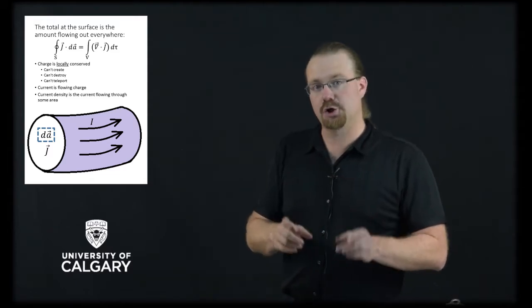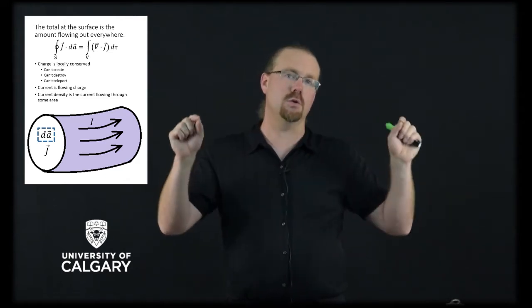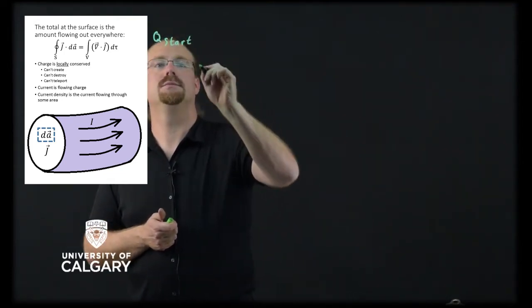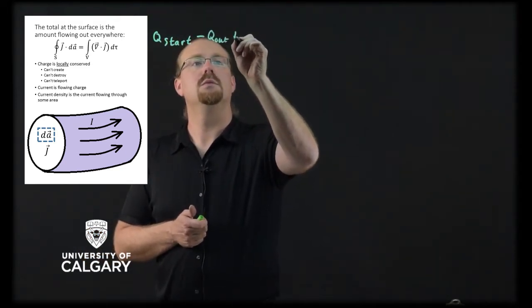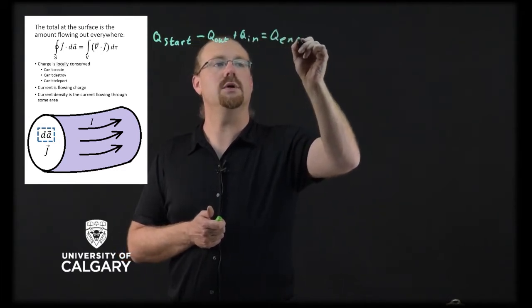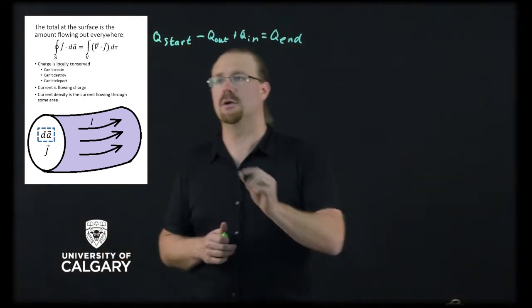Charge is conserved. Charge is conserved locally, not just globally. So what that means is that if we have some box, some region of space that has a certain amount of charge in it, that amount of charge can't change unless charge flows in or out. So the Q that we start with, minus the Q that flows out, plus the Q that flows in, winds up being equal to the charge that we end with. This flowing charge is known as current.